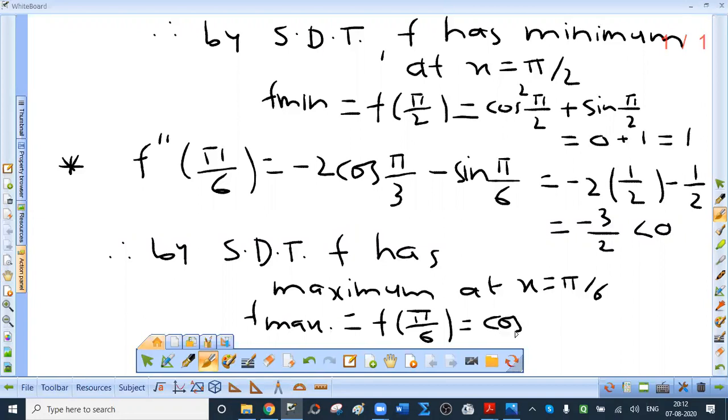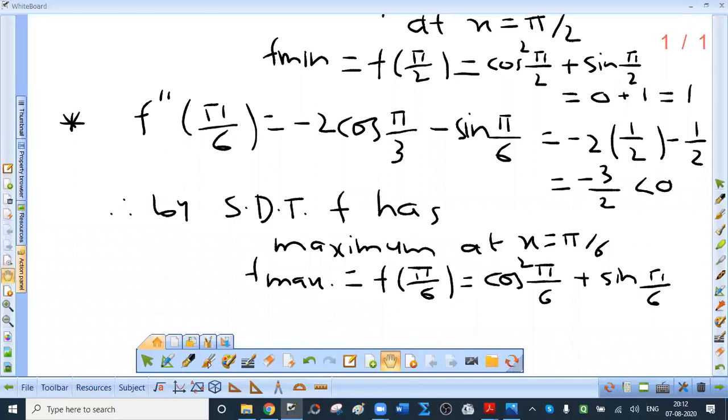So cos square pi by 6 plus sin pi by 6. Tell me what you get. What is cos pi by 6? Root 3 by 2. So its square is 3 by 4. 3 by 4 plus half, that is 5 by 4. So this is the maximum value of the function.